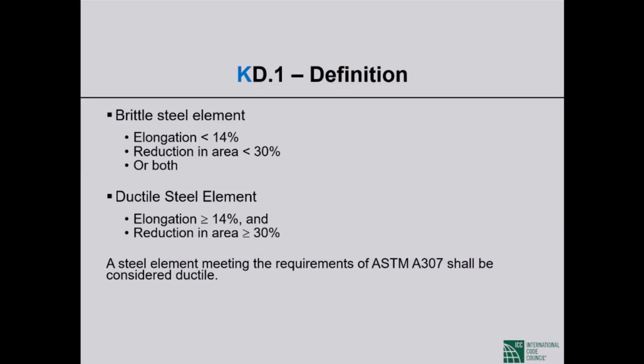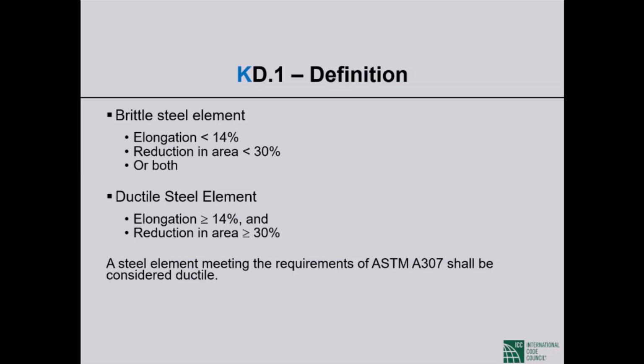Now, we talked about ductile anchor failure. What is a ductile steel element? What is a brittle steel element? These are defined in BNBC. In BNBC, it is chapter 6.